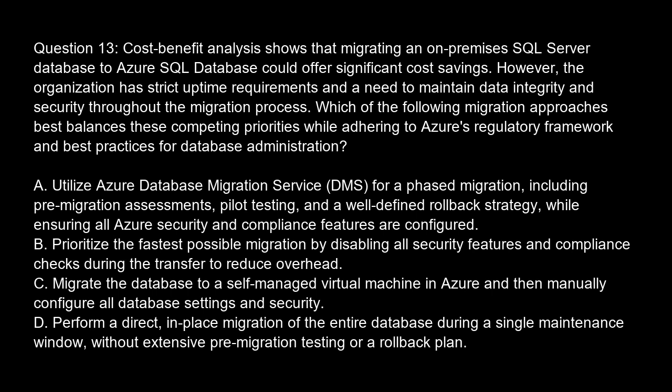Utilize Azure Database Migration Service, DMS, for a phased migration, including pre-migration assessments, pilot testing, and a well-defined rollback strategy, while ensuring all Azure security and compliance features are configured. Option B. Prioritize the fastest possible migration by disabling all security features and compliance checks during the transfer to reduce overhead. Option C. Migrate the database to a self-managed virtual machine in Azure and then manually configure all database settings and security. Option D. Perform a direct, in-place migration of the entire database during a single maintenance window without extensive pre-migration testing or a rollback plan.